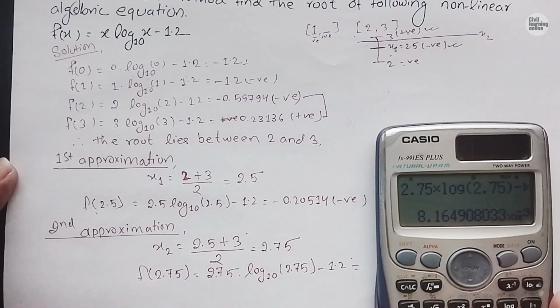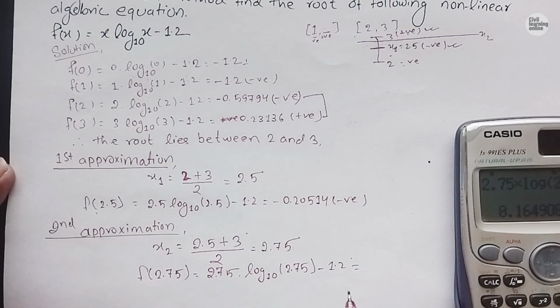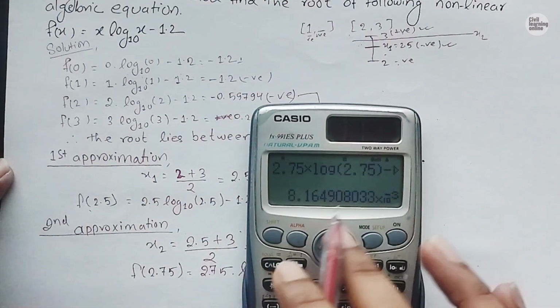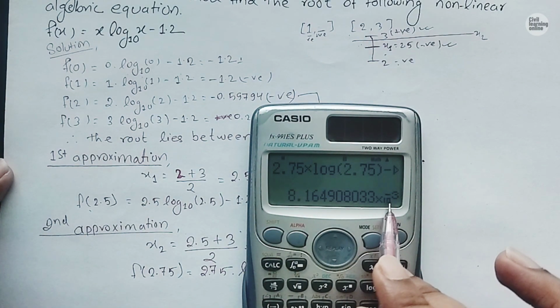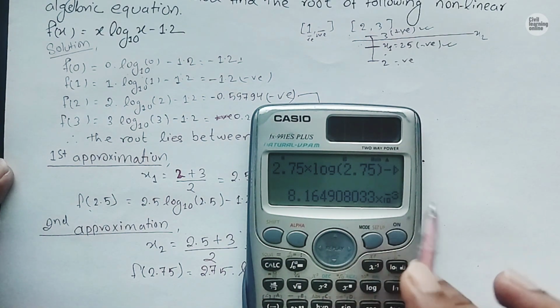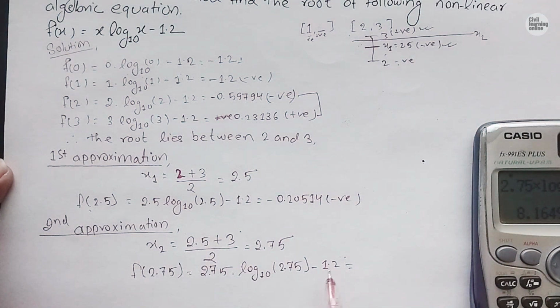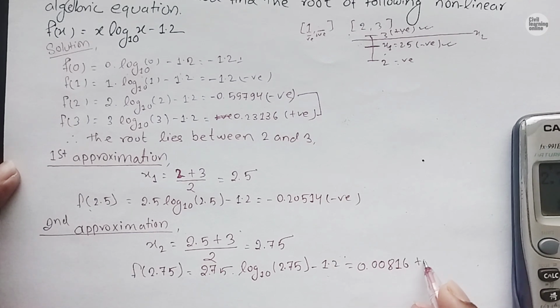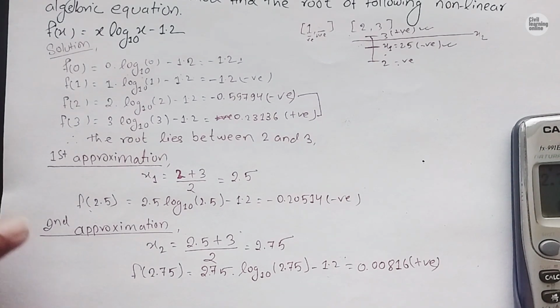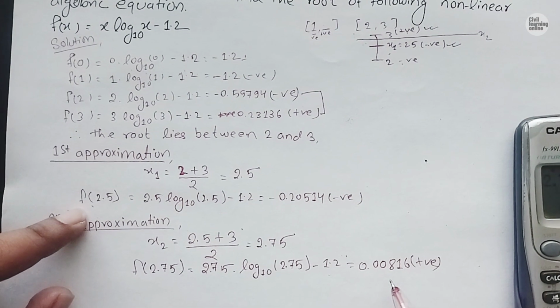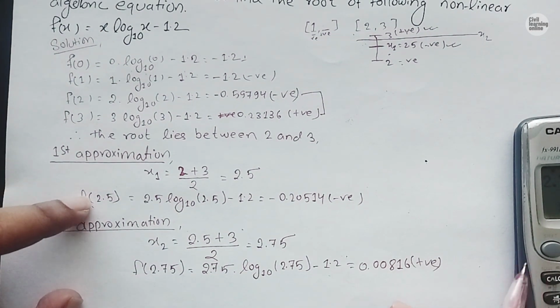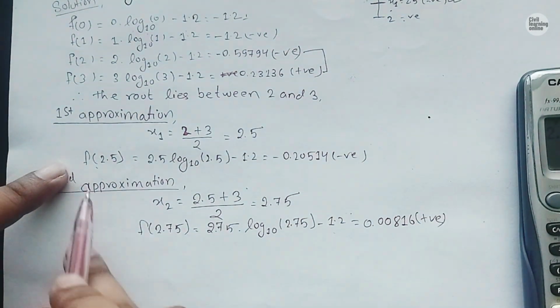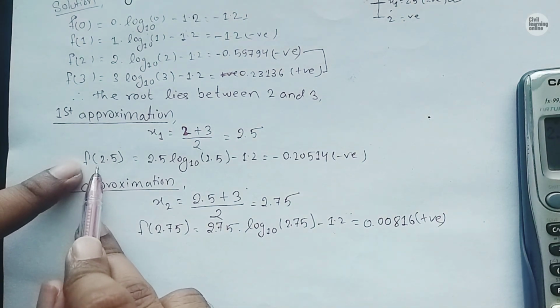So here we will get 0.00816. You can see here we have 8.164 multiplied by 10 to the power minus 3, which means the decimal will shift toward the left side. So we will have here 0.00816, which is again positive. So we have got positive here, so we will again look backward and look for the point where the value was negative. So we got a negative value at f of 2.75.